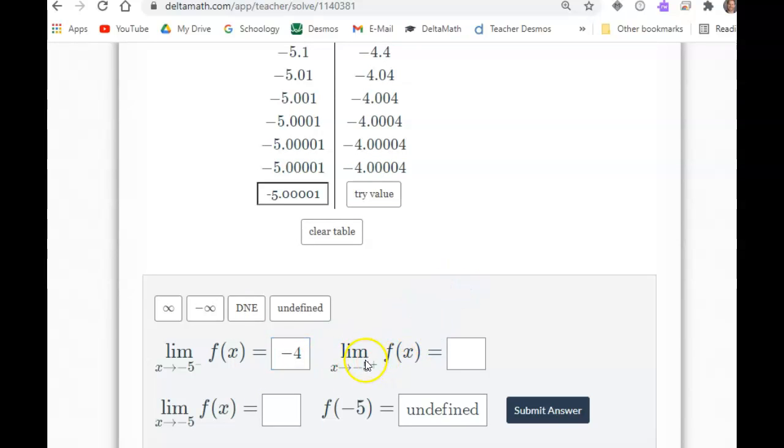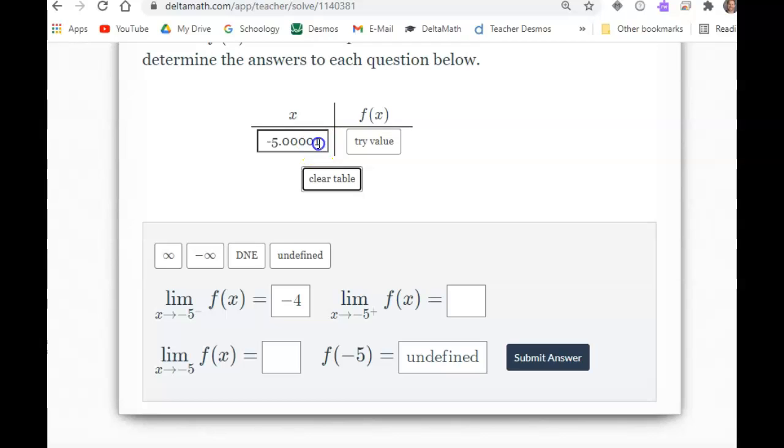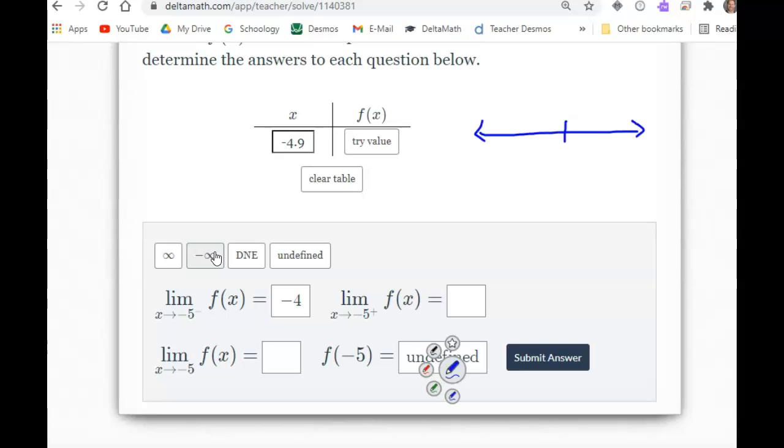But now I have to try the limit to the right of negative 5. So I'm thinking, let's clear this. And I want numbers that are to the right of negative 5. If you're not positive on this, draw a number line. I don't think I can draw on this. Maybe I can. Oh, there I can. Start here at negative 5. What numbers are to the left? Well, those are numbers like negative 5.0, negative 5.00. What numbers are to the right?